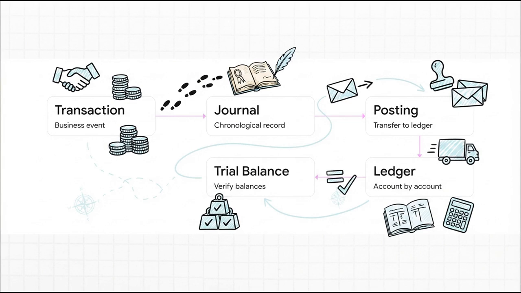First up, the transaction itself. Then, recording it in the journal, followed by posting it. Next, it moves over to the ledger, and finally, it lands all neat and tidy in the trial balance. It's a clear, simple path. So let's go ahead and take that first step.